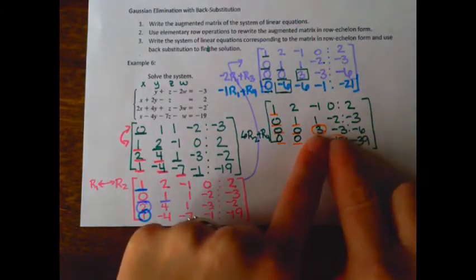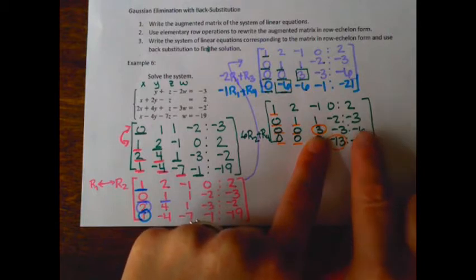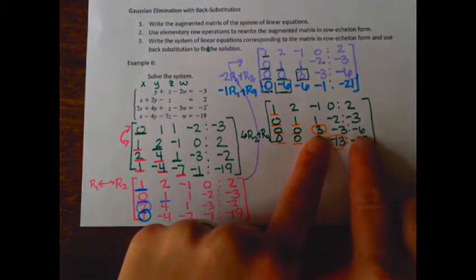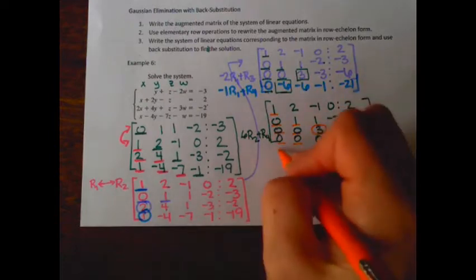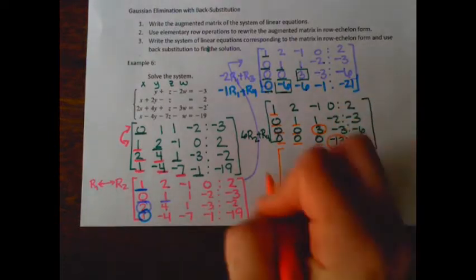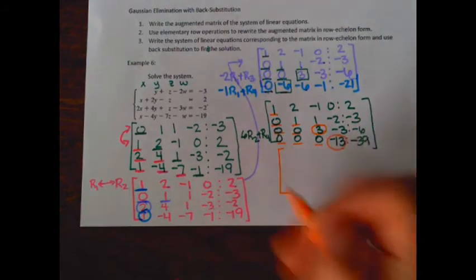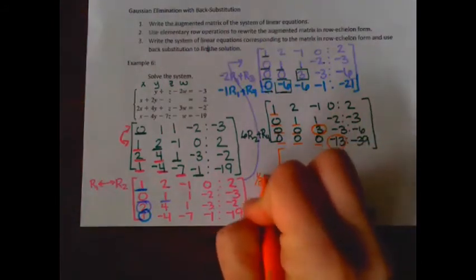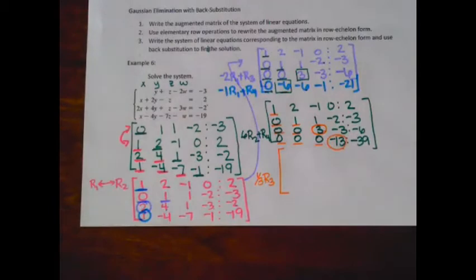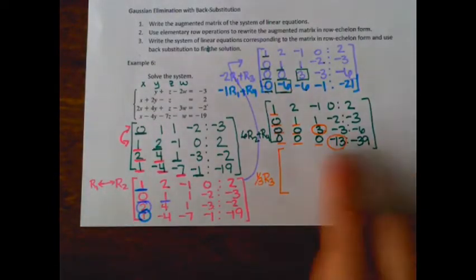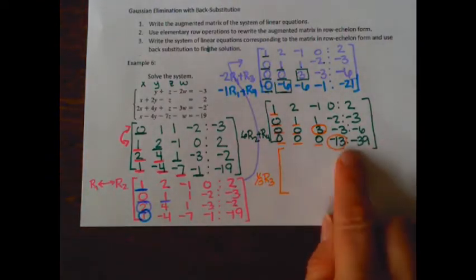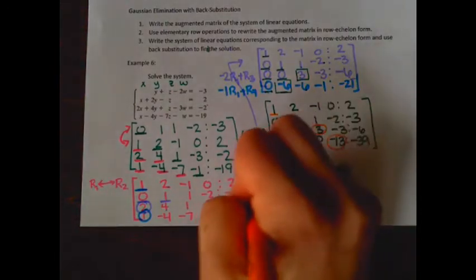So if I look at 3, -3, and -6, what could I do with that entire row to get to 1 there? What do you think? Could I just multiply row 3 by 1/3, which is the same thing as dividing by 3? Couldn't I divide by 3 to get to 1? And then for that last one, could I divide by -13 to get to 1? So wouldn't it be the same thing as multiply by -1/13?